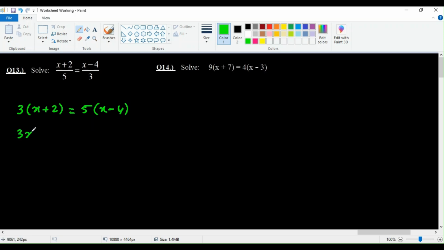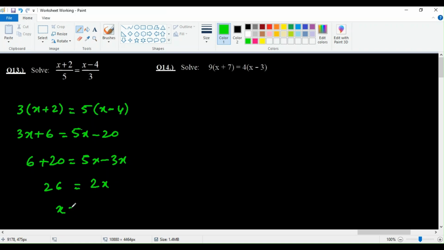Expanding this will give us 3x plus 6, and this will give you 5x minus 20. Now keep the like terms together, and this time I will keep 6 over here, and minus 20 will come from the other side and becomes a plus 20, and 5x. Now this plus 3x will go to the other side and becomes a minus 3x. So this gives us 2x equals 26. That means x will be equal to 13, because 26 divided by 2 is going to give us 13.